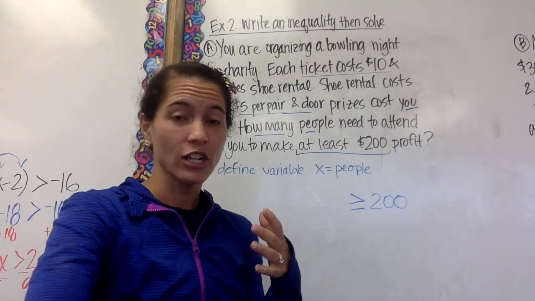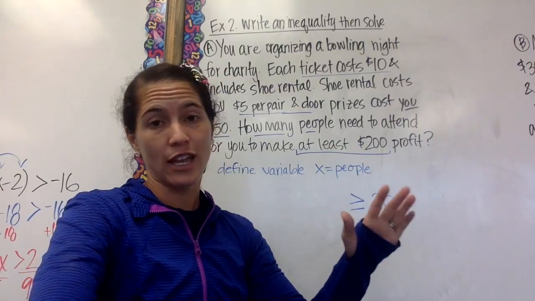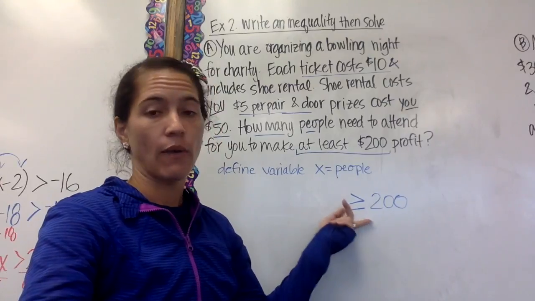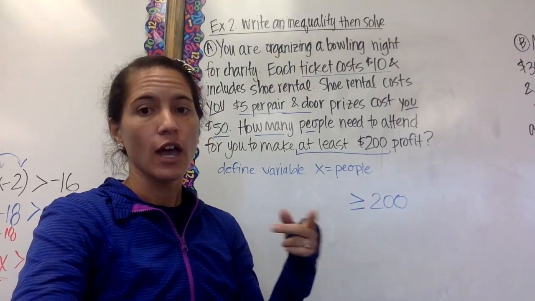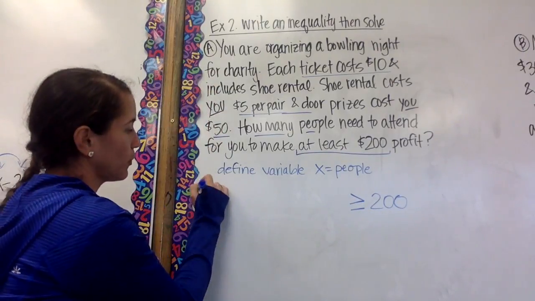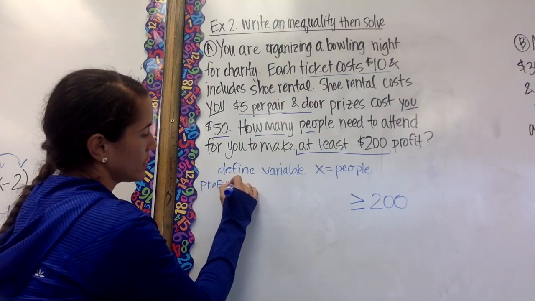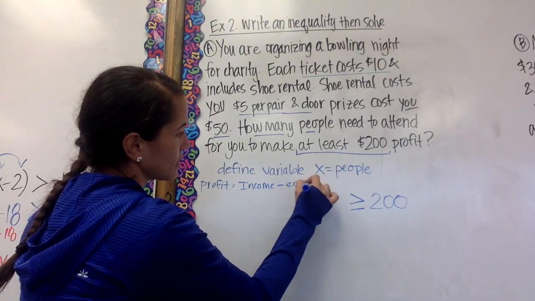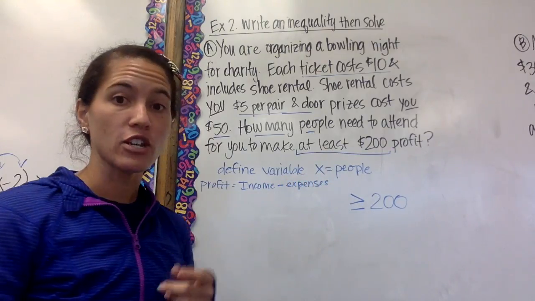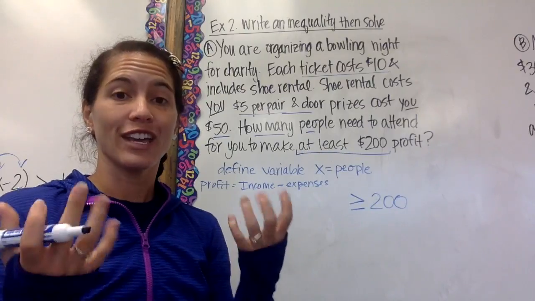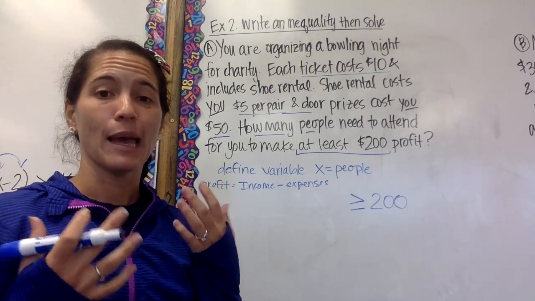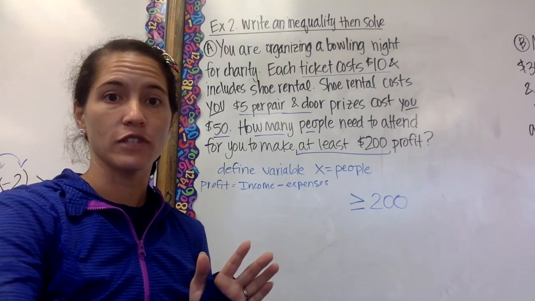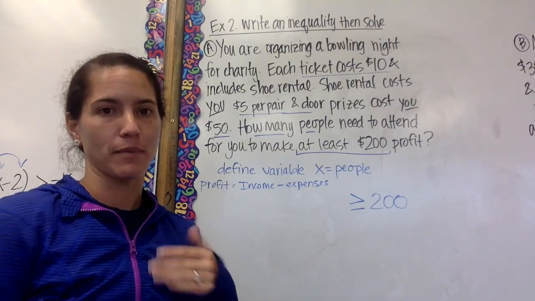Like if you go to the fair and they say you have to be at least 48 inches, that means you could be 48 inches or greater. So at least $200 profit. Now, whenever you're talking about profit, your profit is equal to your income minus your expenses. And maybe you already knew that, but if you didn't, profit is your income, how much money you're making, minus the expenses, how much money you had to spend, because we have to spend money most of the time to make money.